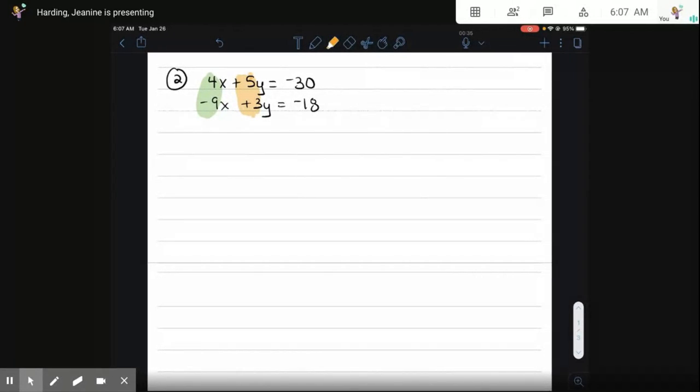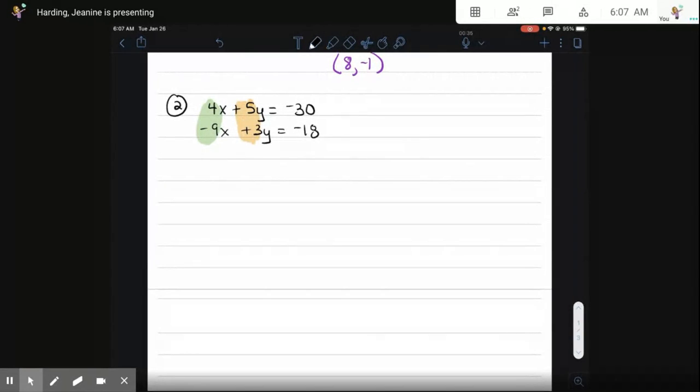The way I like to do it is to choose the variable that has the smaller coefficients. Okay, so I'm going to choose to eliminate y because those coefficients are smaller. Okay, 5 and 3 are smaller than 9 and 4. You could do either, but we're just trying to make it easier for ourselves.